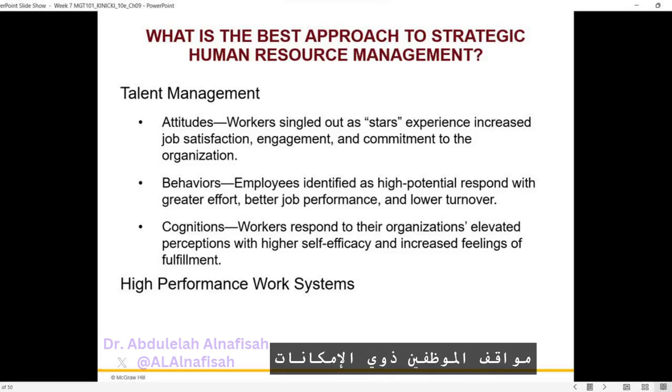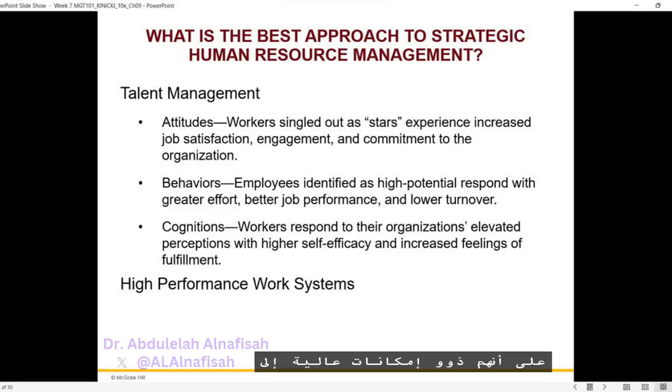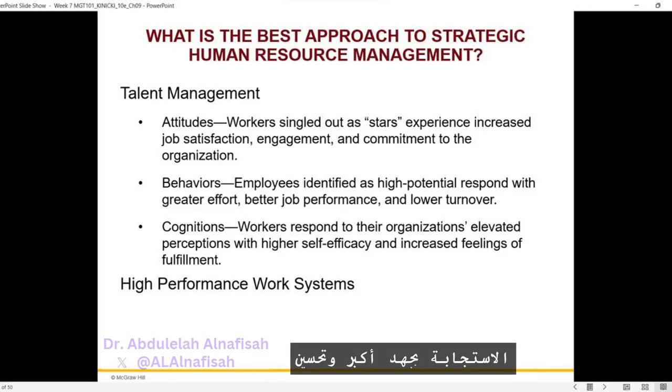Attitudes. High-potential employees who are recognized as stars experience increased job satisfaction, engagement, and commitment to the organization. They feel valued and rewarded for their potential. Behaviors. Employees identified as high potential tend to respond with greater effort, improved job performance, and lower turnover. They are motivated to excel and contribute to the organization's success.